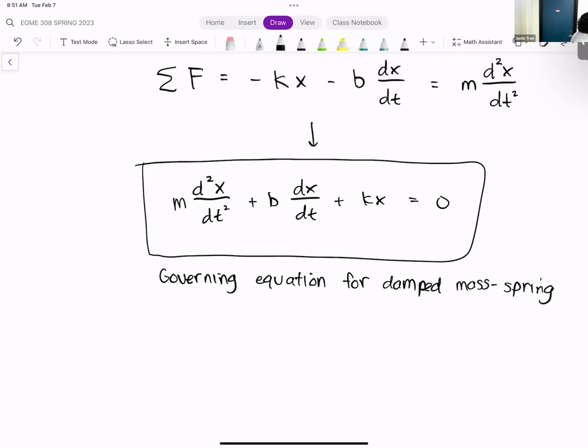Just like last week, what you'll see here is that we have a second order differential equation. We have all three terms: the second order derivative term, the first order derivative, and just the regular term. And just like last week, we're going to have three different cases. Depending on the roots of the characteristic equation, that's going to give us three different types of solutions.